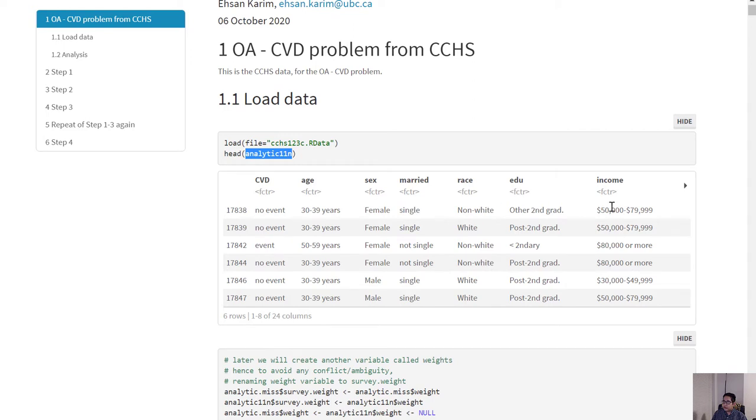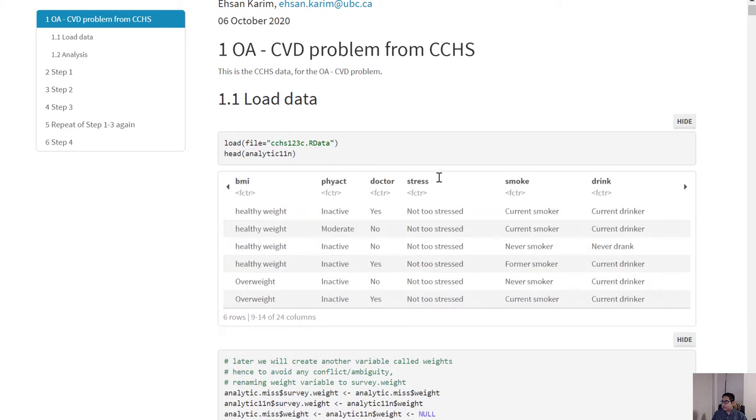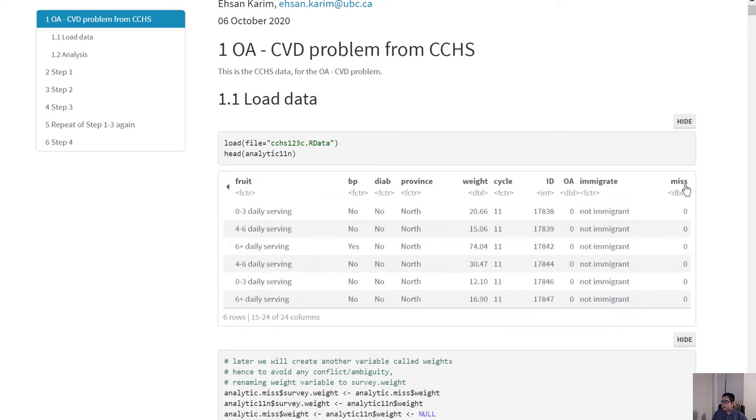Alright, so this is what the dataset looks like. You have this CVD or cardiovascular disease, age, sex, marriage, education, income, all of these other covariates. I have created an ID variable. This is the weight variable, this is the cycle variable, and this is one miss variable that I have created earlier.